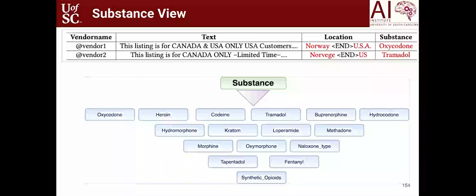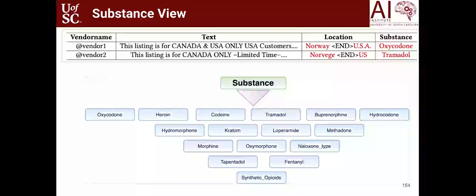For example, United States of America can be expressed as USA, or as you can see here, Norway can be expressed as Norway, or even the vendor could have their own slang terms for identifying a particular location.